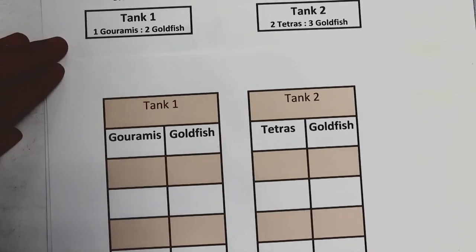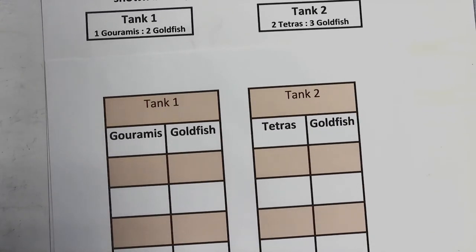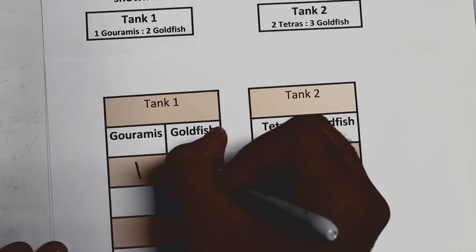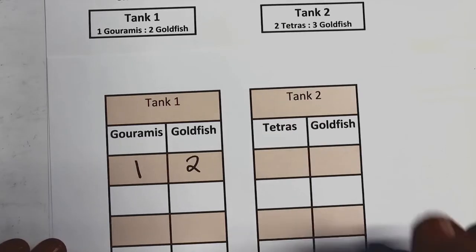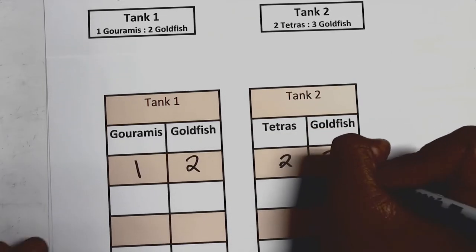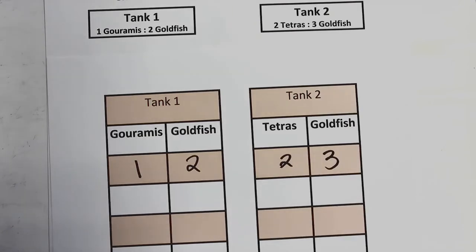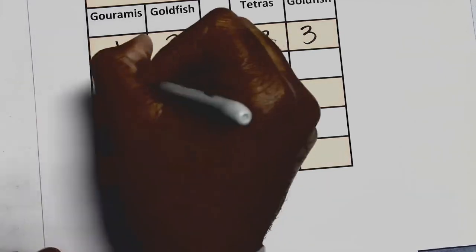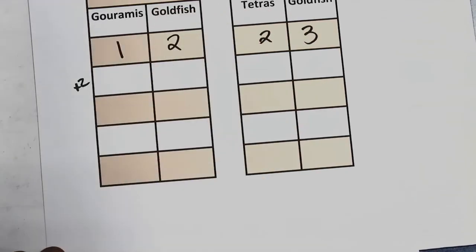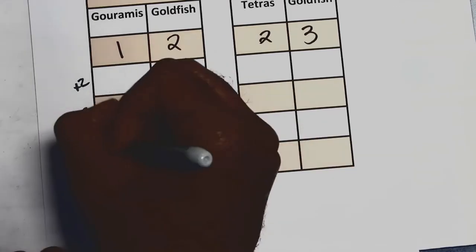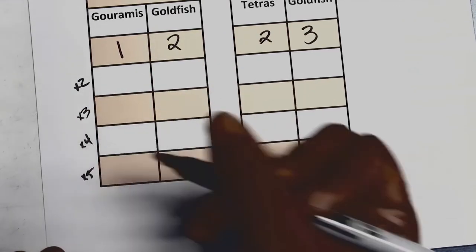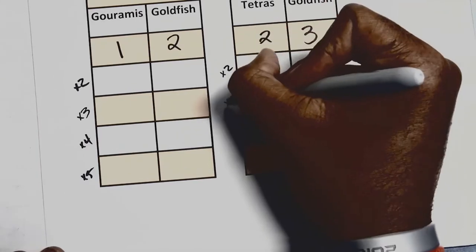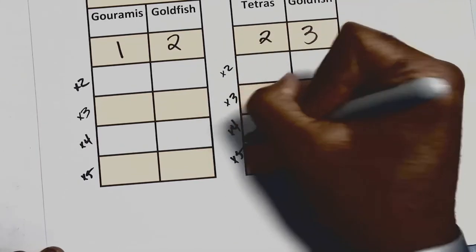All right, so I know with starting off my table, I can fill in the information that I know. So tank 1, 1 to 2, and tank 2, 2 to 3. I'm going to give you a second and I want you to finish filling in your table. Okay, so now I know I can multiply by 2, by 3, by 4, and by 5. Same thing here, by 2, by 3, by 4, and by 5 to get my equivalent ratios.